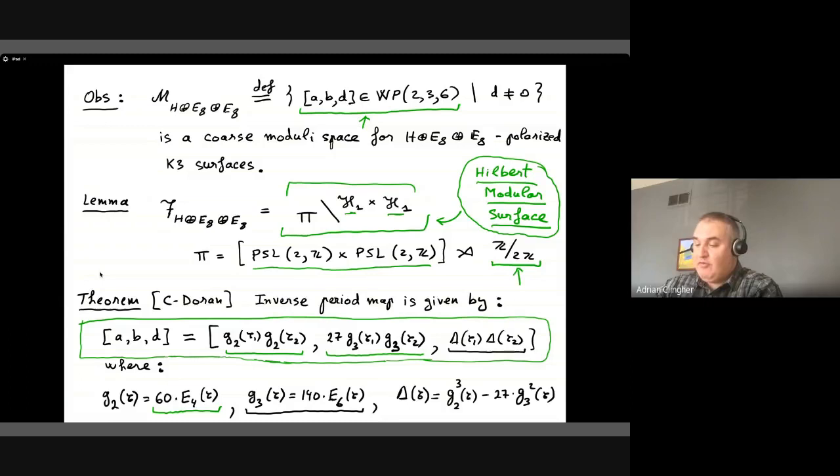So we have a coarse moduli space for these H plus N polarized K3 surfaces, and the moduli space can be quite nicely interpreted in terms of periods. You get a classical object in number theory, this Hilbert modular surface, and then the inverse period map is describable in terms of the modular forms associated to this object, or associated to this group, which essentially is PSL2(Z) here.